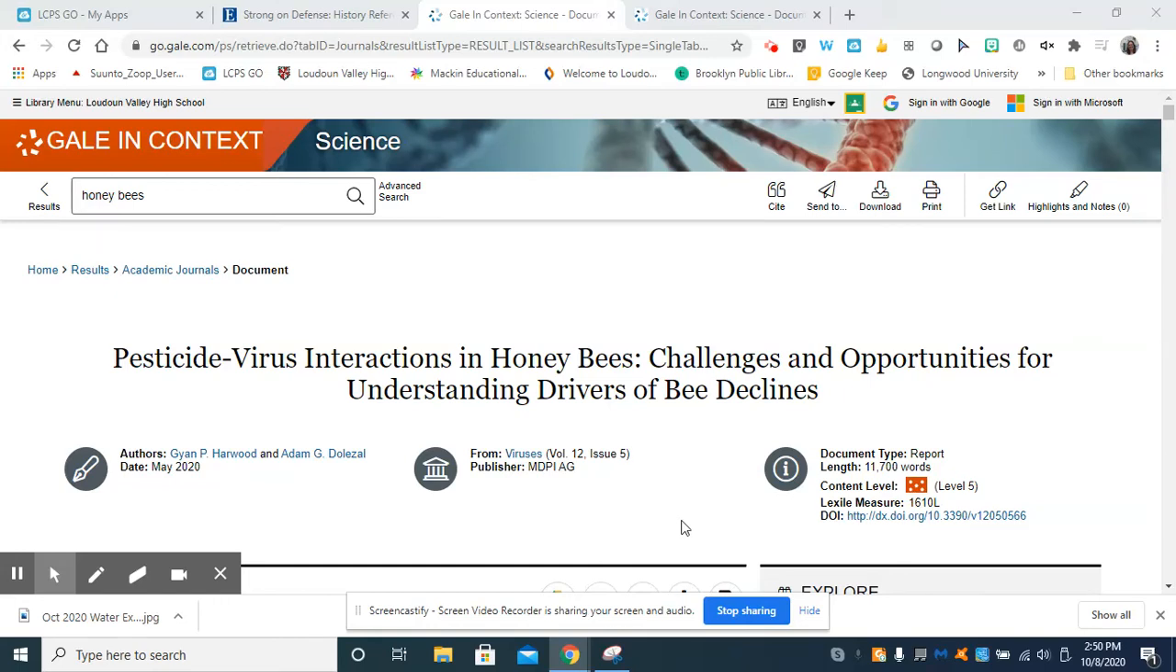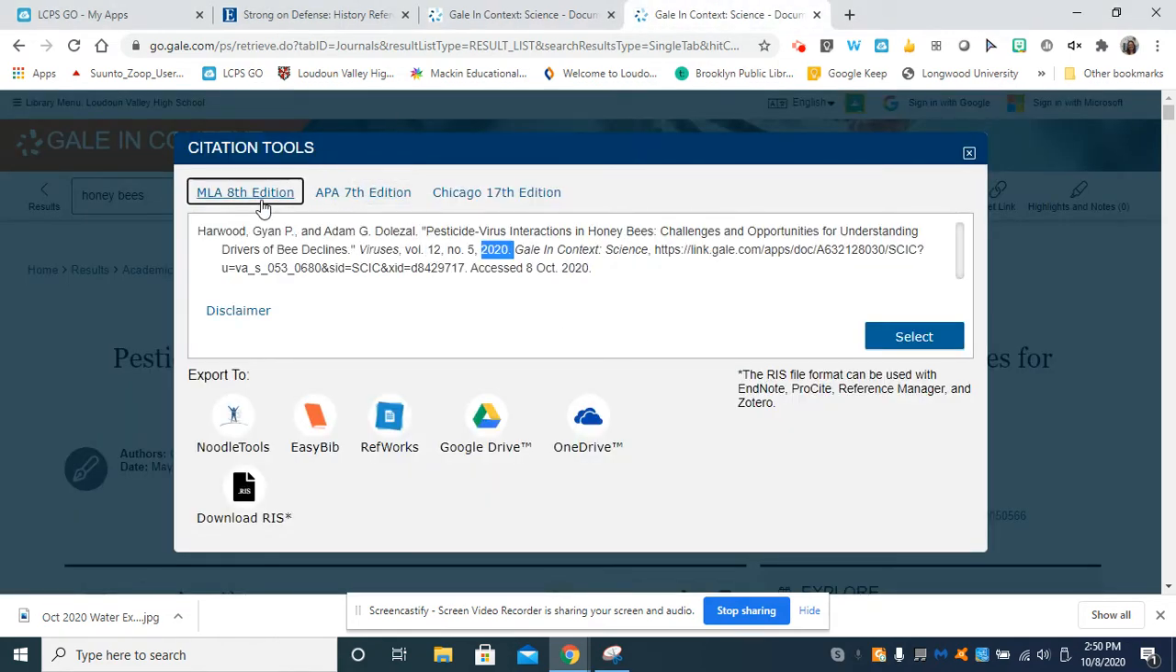We're going to take a look at what is the difference between MLA format and APA format using the same article. So generally, your MLA formatting is going to be for your English classes, your social studies, foreign language. Your APA style formatting is generally what your science teachers and math teachers will require of you.